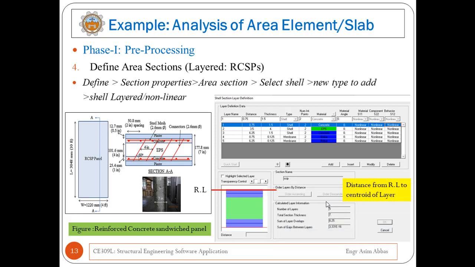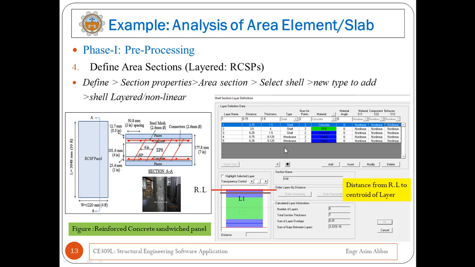The first layer is of concrete, and this is layer number 1. The distance of this concrete from the reference line to the centroid is, since the total is 1.5, half of it, which is 0.75, and the thickness of this layer is 1.5.